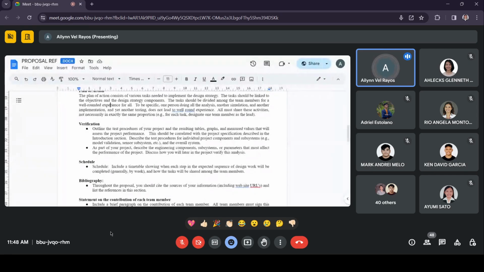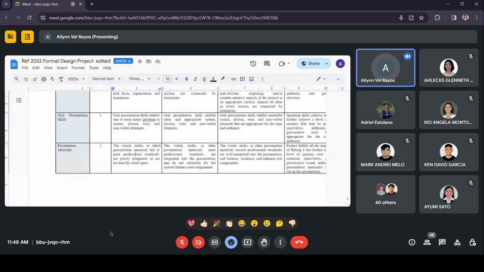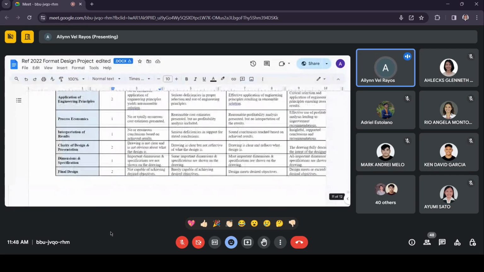As part of the schedule, it is important that you know the different parts of the manuscript and how you will go through the design project itself. In scheduling, you have to include a timetable showing when each step in the expected sequence of design work will be completed. This can be generally classified per week, and how the tasks will be shared among the team members. Before that, as part of your scheduling, it is important that you are well aware of the contents of the design project.